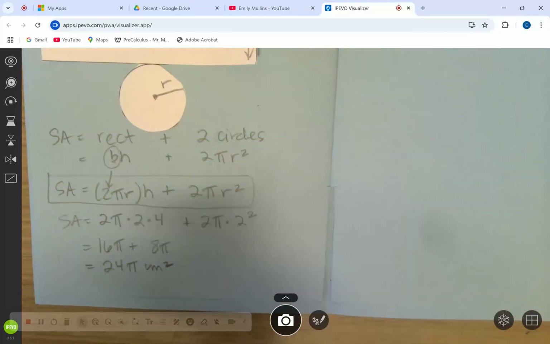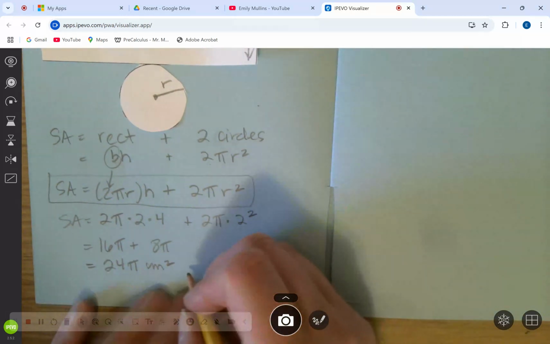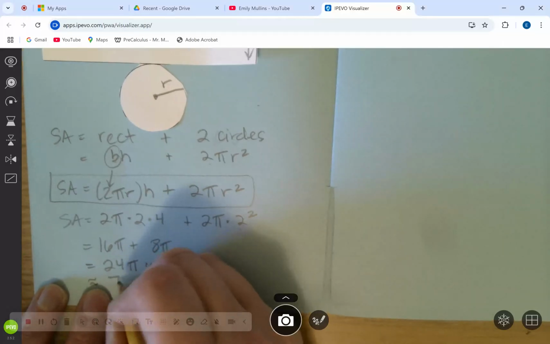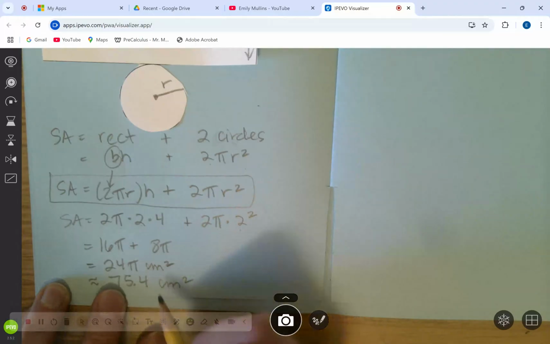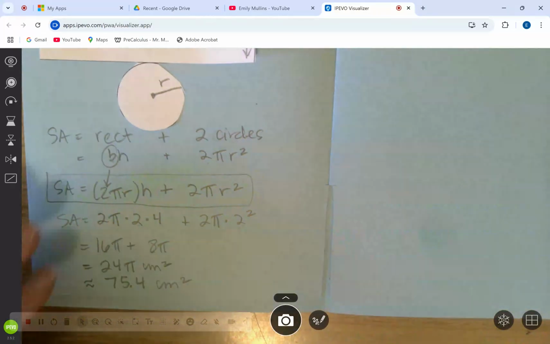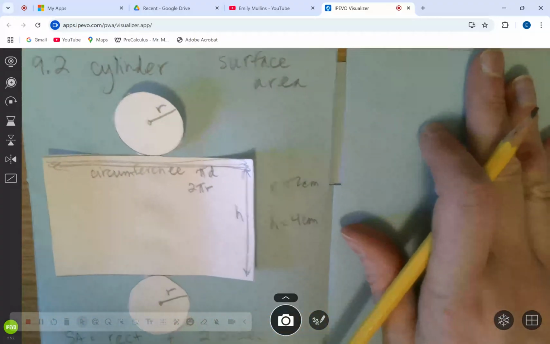So I could certainly go through and remember that pi is equal to about 3.14. And I'm actually going to use the pi symbol on my calculator, which is a little more accurate. And I could say, hey, this is approximately equal to 75.4 centimeters squared. I had 0.39, so I rounded it up to 0.4, and that will work as well. So we're leaving this page blank right here. We'll do volume of a cylinder later on.